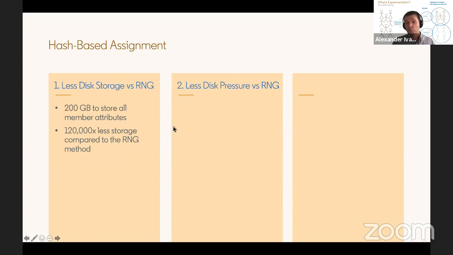And it also puts less disk pressure. So again, by doing back-of-the-envelope estimations, I received these numbers of having 325 times fewer reads to our online store and around 3,200 times fewer writes being done to the store.